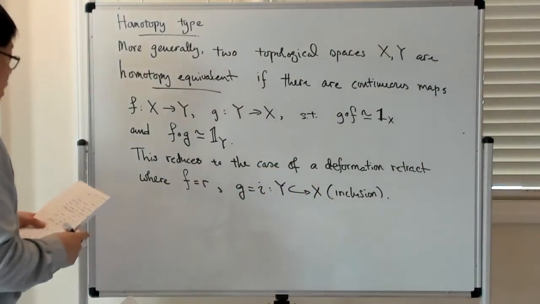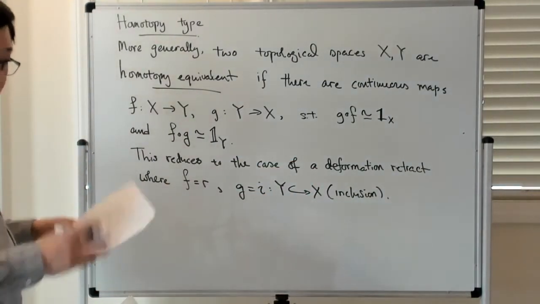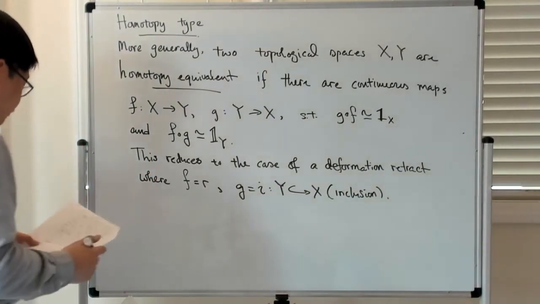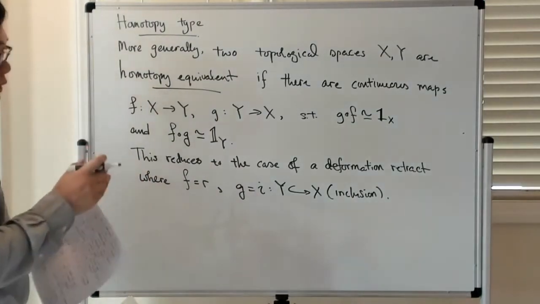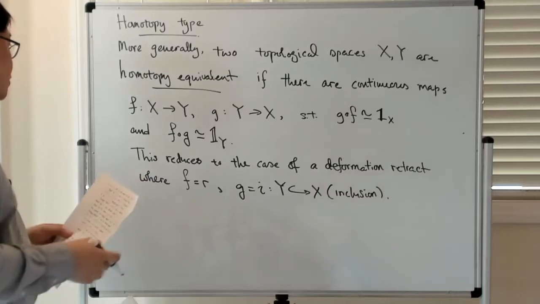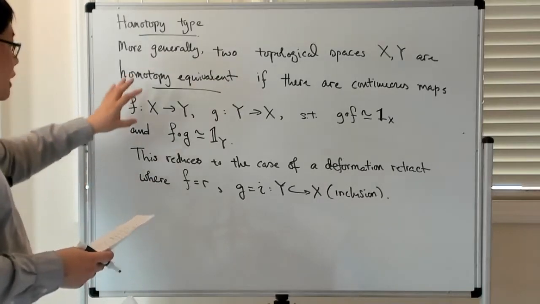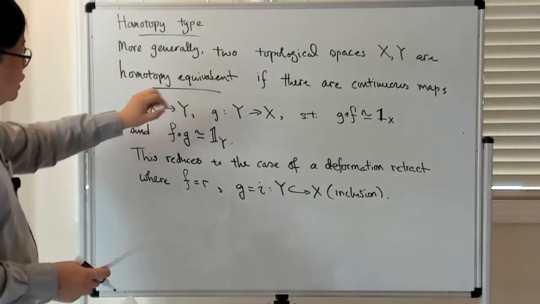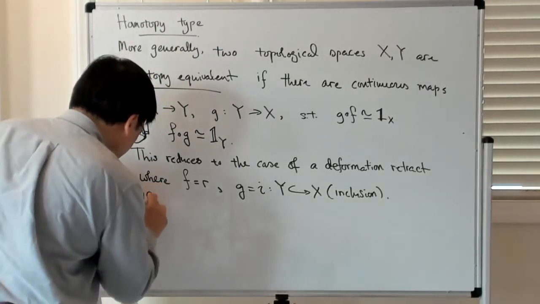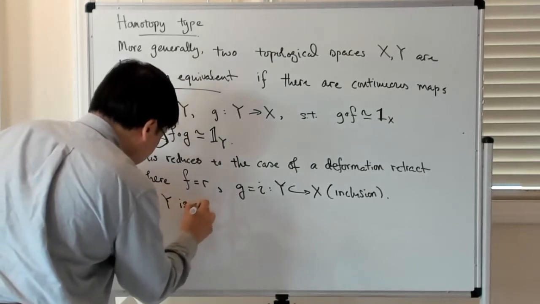Now we're ready to formally define what contractible really means. As you might expect, contractible is going to mean that the space you're working with is homotopy equivalent to a point.